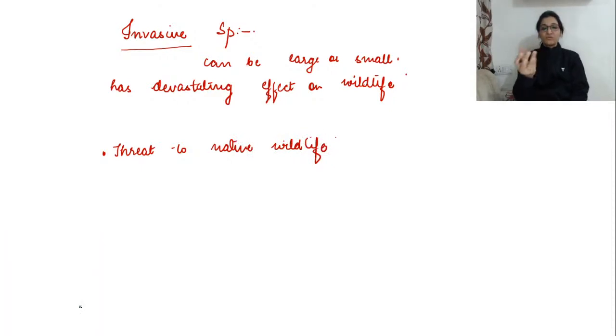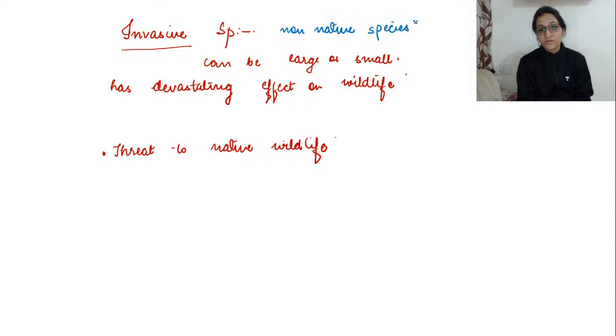Let us also discuss the meaning of the term invasive species. Invasive species are non-native species. Like if we are talking about blueberries, or goji berries, or kale, these are all things not native to Indian land. These are not native to this place. So these are non-native species. Though we consume them in the diet, what if they explode and grow everywhere? They would try to eradicate the other locally grown trees and plants. So that's why they fall into the category of invasive species or non-native species. Whether they are big or small, they have a lot of devastating effect on wildlife, right? So they are a threat to native wildlife.